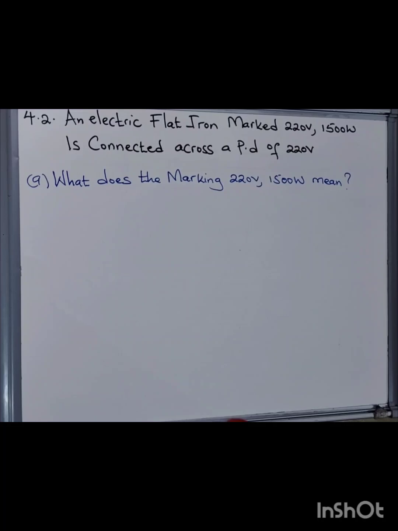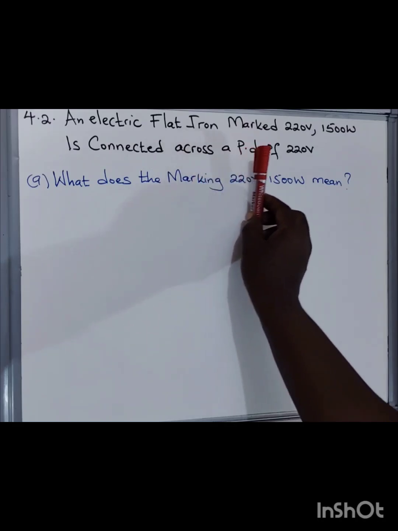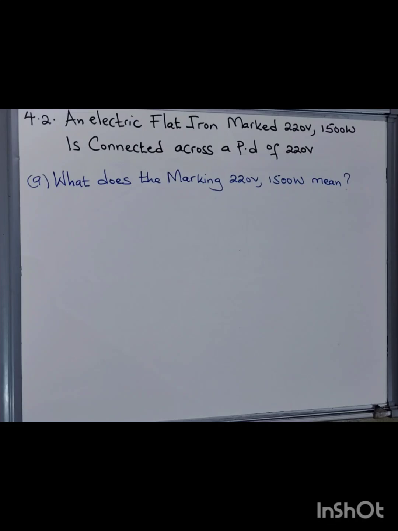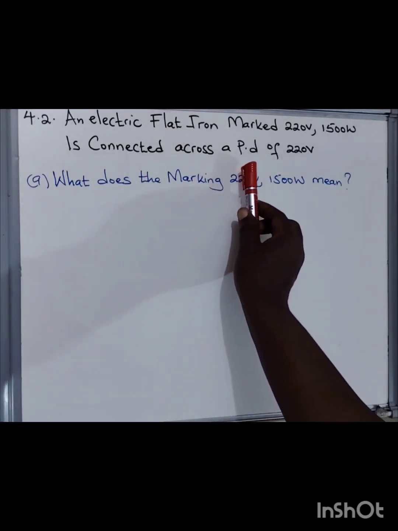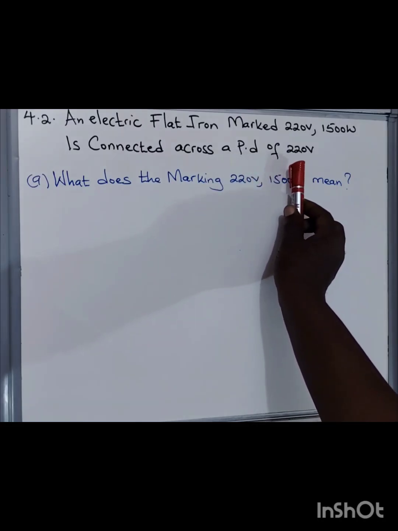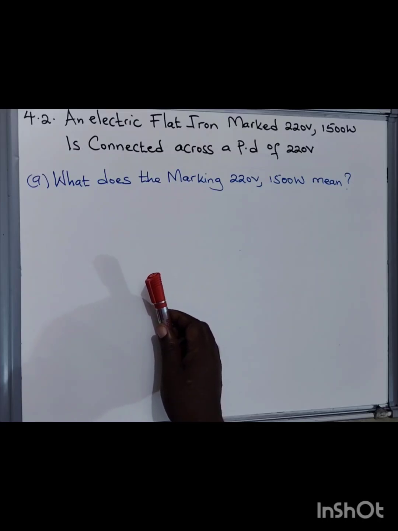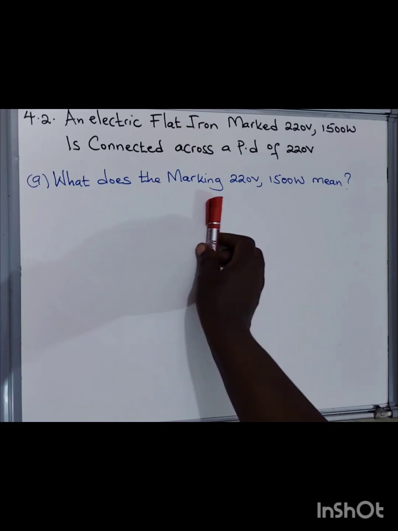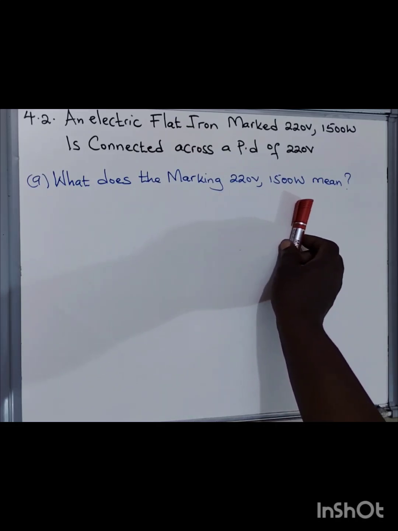Then comes this question. It says that an electric flat iron marked 220 volts, 1500 watts is connected across a potential difference of 220 volts. Okay. Then the question says, what does the marking 220 volts, 1500 watts mean?